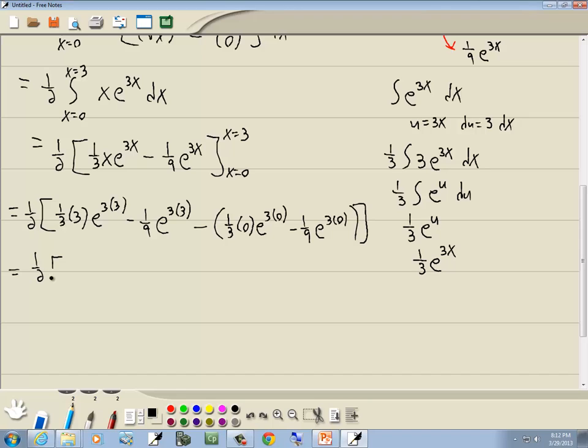Okay, so I got 1/2. 1/3 times 3 cancels, and so we got e to the 9th minus 1/9 e to the 9th. Over here, and then we've got minus 0 times 1/3 is 0 times e to the 3 times 0 power. All that goes away basically. So we got a negative negative. So this becomes a positive 1/9, and then 3 times 0 is 0, so we got e to the 0.